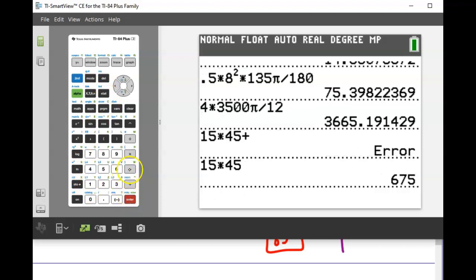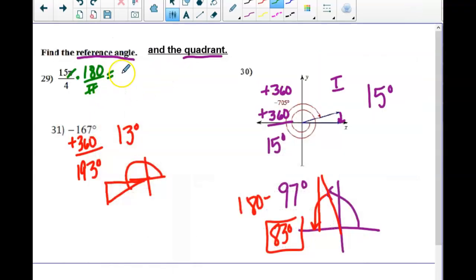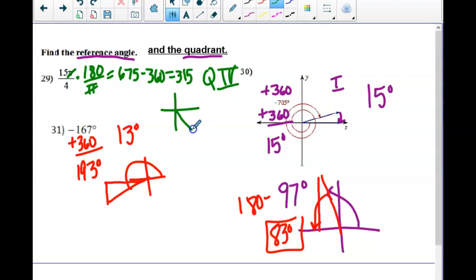675. If we subtract 360, we're at 315. Can you find 315? What quadrant is it in? Quadrant 4, or you can write the regular 4, I don't care. Look at your unit circle. What's the reference angle if you're at 315?